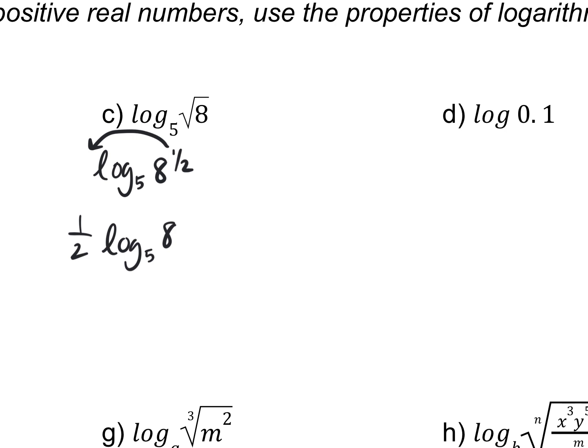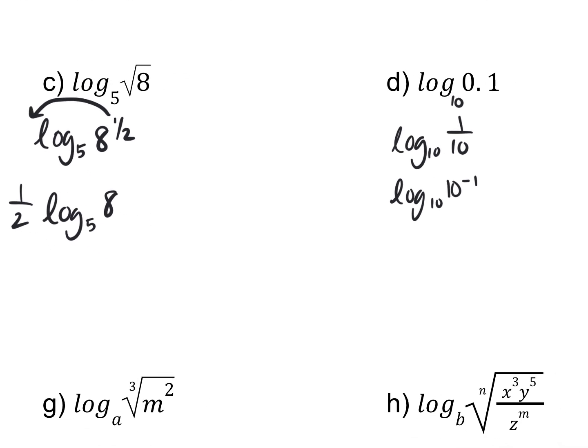Okay. Letter D is log of 0.1, but there's no base, so we assume it's what base? 10. Okay. And 0.1, how could I rewrite that? 1/10. I could rewrite this as log base 10 of 1/10. So we could do it with the quotient rule. We could also rewrite this as log base 10 of what? 10 to the -1 power. Okay. So either one is fine. When you are expanding it, you'll get the same answer in the end. It might just look a little different.